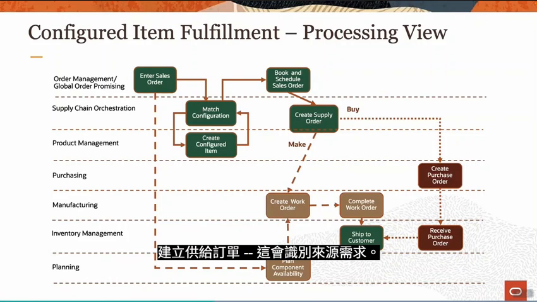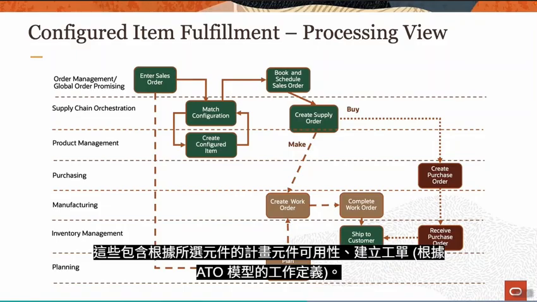These are additional steps for the make path. These steps appear in the tan boxes. These include plan component availability, which is based on the selected components, create work order, which is based on the work definition for the ATO model, and complete work order. This builds the configured item, adds the finished goods into inventory, then reserves them to the sales order.